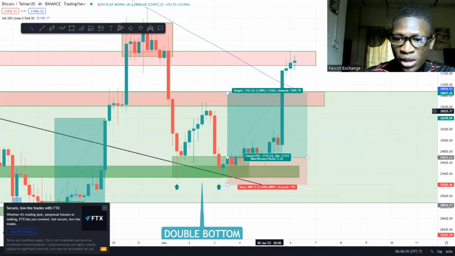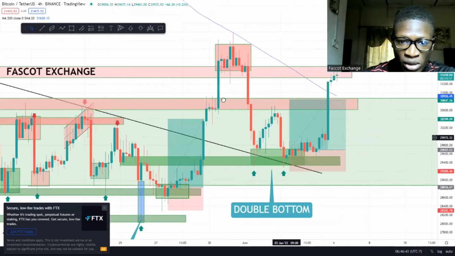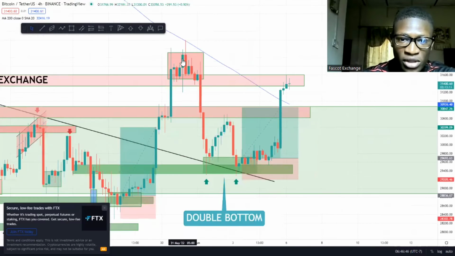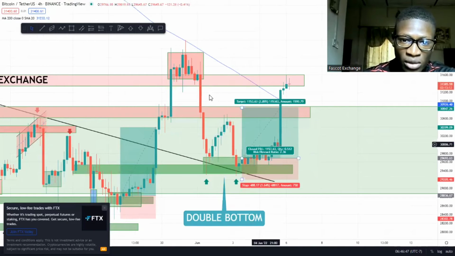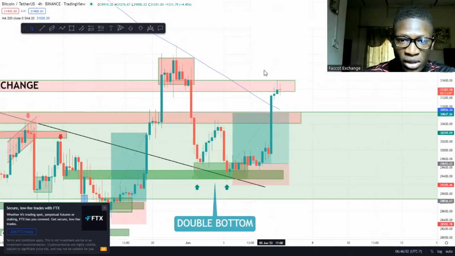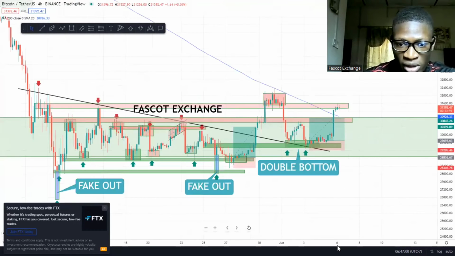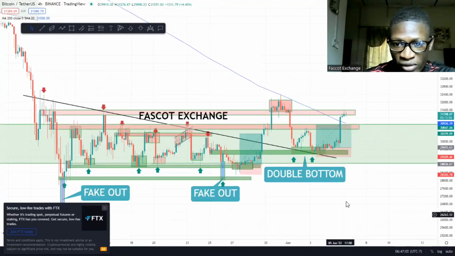Now, what we have here is we are now at a zone whereby we have taken out this high, which means we are not currently on the downtrend. We are now trying to move the trend back to an uptrend. And if you look at it very well, my 200 moving average has been broken with this big movement here. If you look at that movement very well, my 200 moving average is broken.